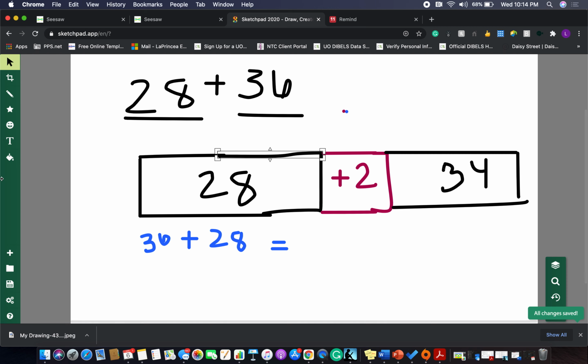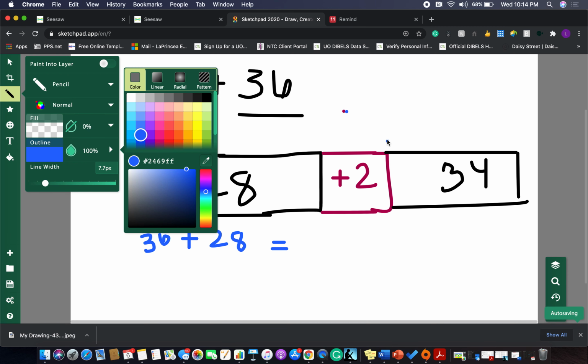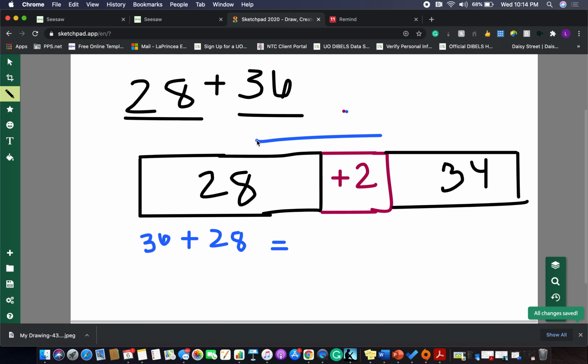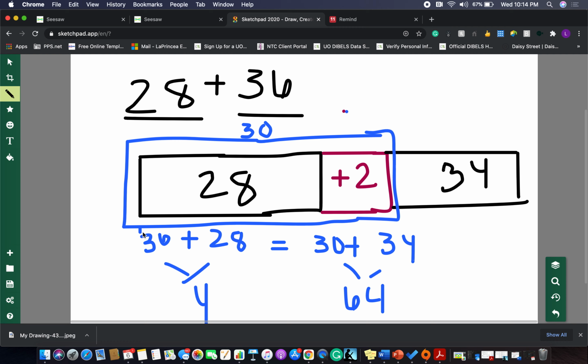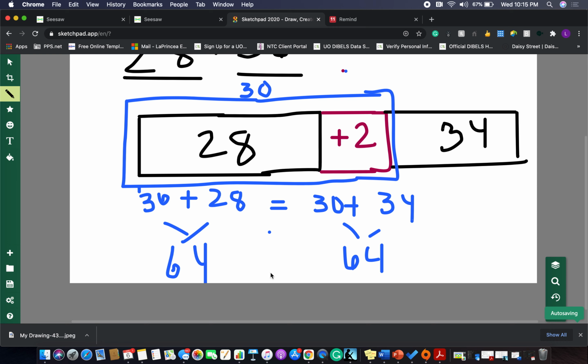I'm going to create an equation using 28 and 2. So 28 plus 2 is 30. And I have 30 here and 34 here. And both of these equations should equal the number 64. 8 plus 6 is 14. I'm going to carry the 1 up here. 3, 4, 5, 6. 64. So I just made 2 balancing equations.